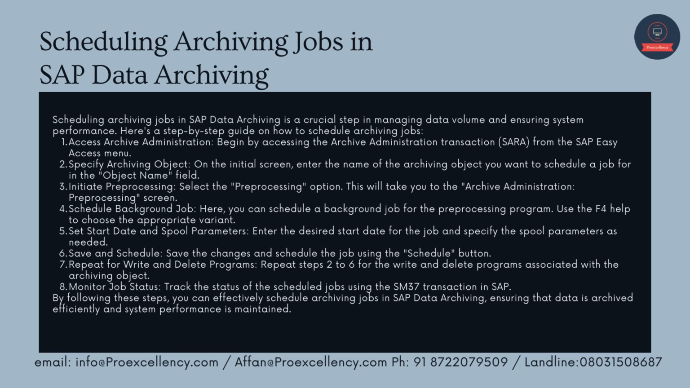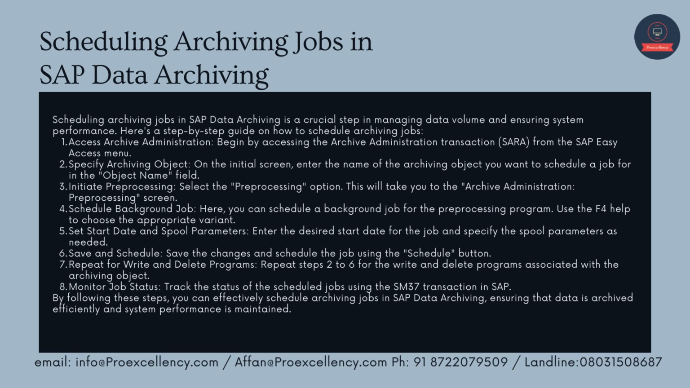Initiate preprocessing. Select the preprocessing option. This will take you to the Archive Administration preprocessing screen. Schedule background job. Here, you can schedule a background job for the preprocessing program. Use the F4 help to choose the appropriate variant. Set start date and spool parameters. Enter the desired start date for the job and specify the spool parameters as needed.